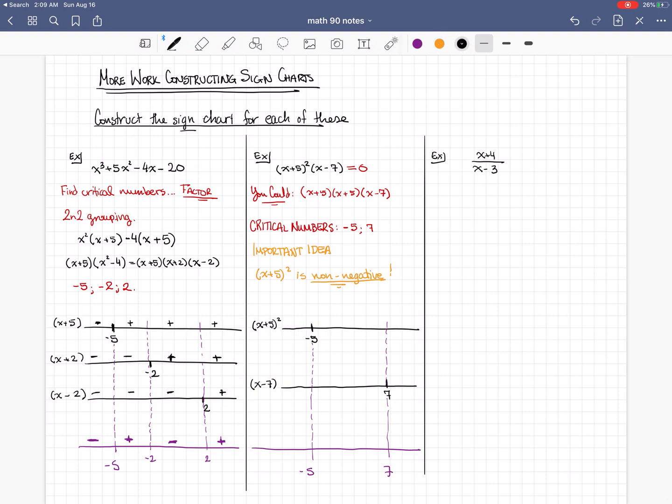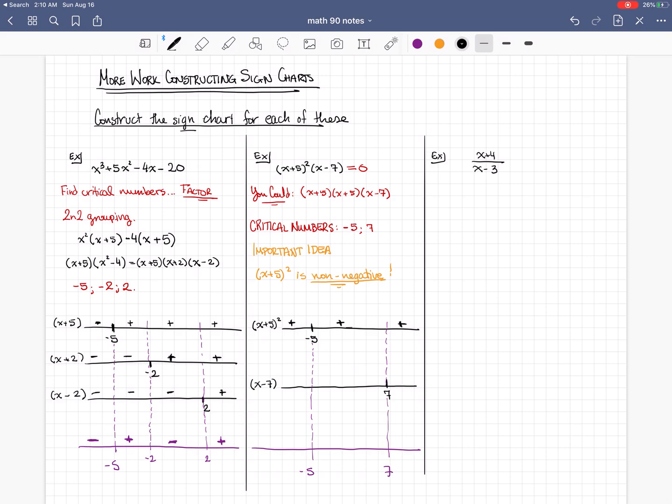All right, so here we go. Just like I just said, x plus 5 quantity squared is incapable of being negative. Whether you're plugging in values that live to the right of negative 5, or values that live to the left of negative 5, when you go to square, you always end up with a positive number. So x plus 5 squared is positive everywhere except for negative 5, which is where it's 0. That's why we call it non-negative, because it can be 0, it just can't be negative.